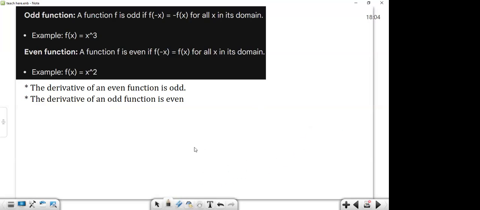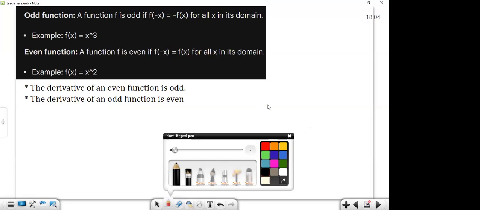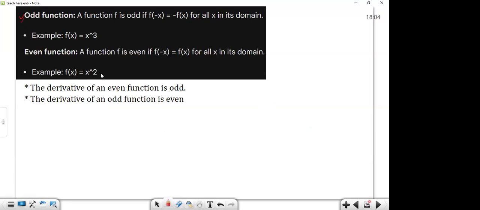So let's start with our first thing. Till now, you may have already read what is written on the screen about function, odd function. So, odd functions.